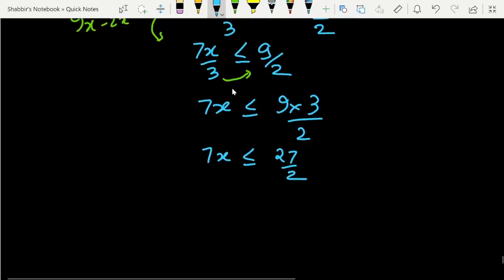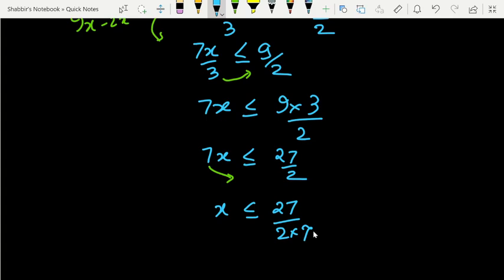Now 7 will go down. It will again cross multiply from 7x. This becomes 7, 27 by 2 into 7, which is x less than equal to 27 by 14. Okay guys, this is answer 1 as I said.